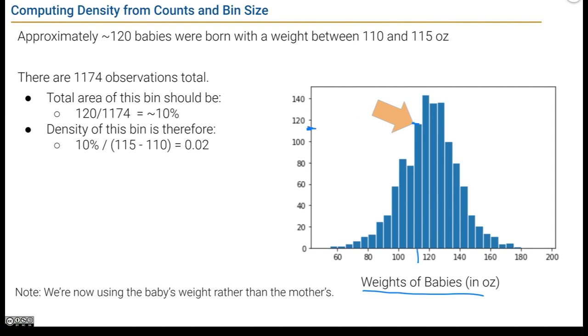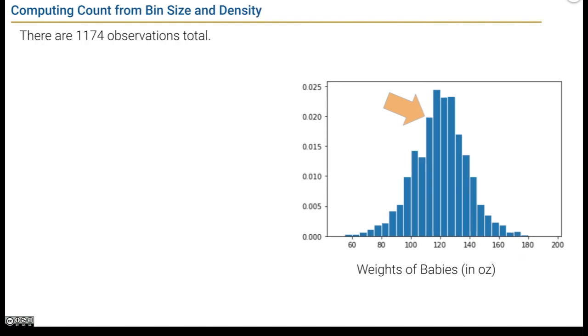Let's look here at this bin of weights between 110 and 115, just eyeballing that. Actually, it should be a little bit higher. It looks like it's roughly 120, maybe a little bit less than that. And total area of this bin should therefore be about 10% when I scale it, right? It's total area of this in terms of my density histogram. So therefore, the density of this bin should be 0.02. So we're going to replot this on the next page, and you're going to see I'm going to change this y-axis, and this is going to line up to 0.02. Yep, so that's what we have here.